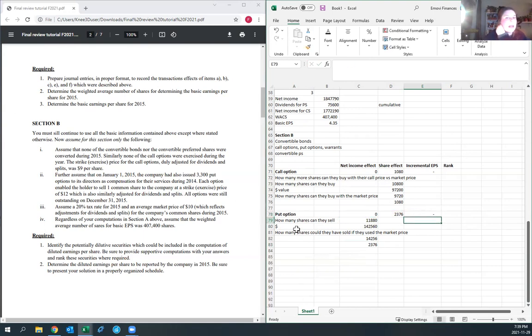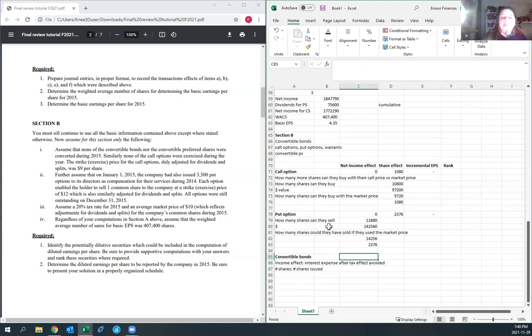Then I'm going to look at the convertible bonds. For the convertible bonds, the income effect is basically the interest expense after tax that's been avoided. If they convert their bonds, they don't have to pay interest. So it's the interest expense after-tax effect avoided. And the number of shares is the number of shares that is going to be issued if they convert all the bonds.